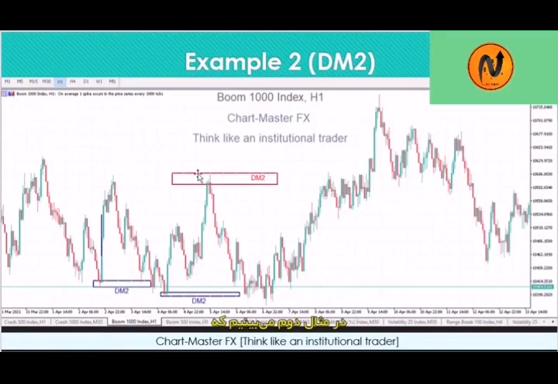At example number 2, guys, you can see here that we had a bullish candlestick, then a doji, then a bearish candlestick. So we can draw our DM, which is a DM type 2. You can also see here that we had a bearish candlestick, a doji and a bullish candlestick, and this qualifies as decision point number 2, which is DM2. And we can see the same thing here: a bearish, a doji and a bullish candlestick.